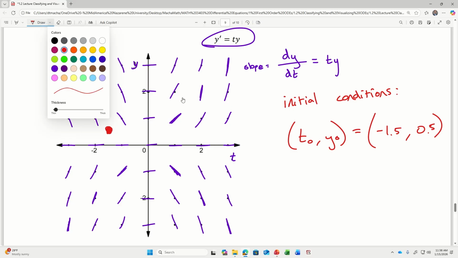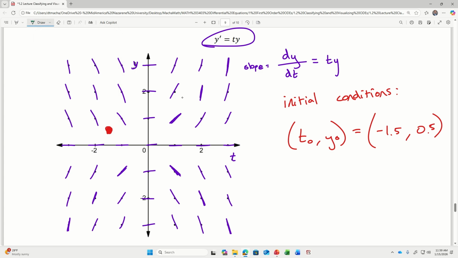If I want to give an approximate trajectory, I know that the slope is negative in this quadrant, but it never quite reaches 0 because the slope goes to 0 along the t-axis. And then when it crosses the y-axis, now all the slopes are positive again, right? And so it's going to start sloping up and up and up, and then it's going to get steeper and steeper. So this is an approximate trajectory.